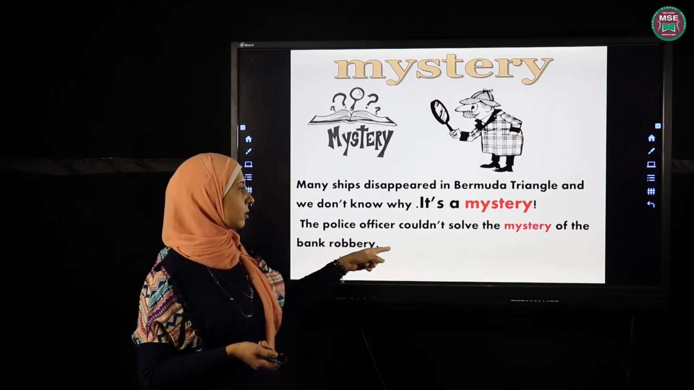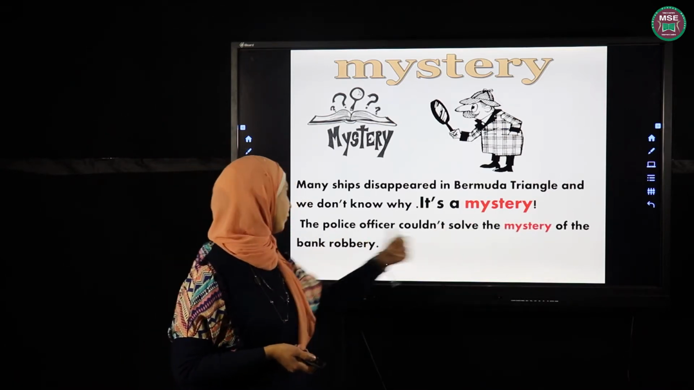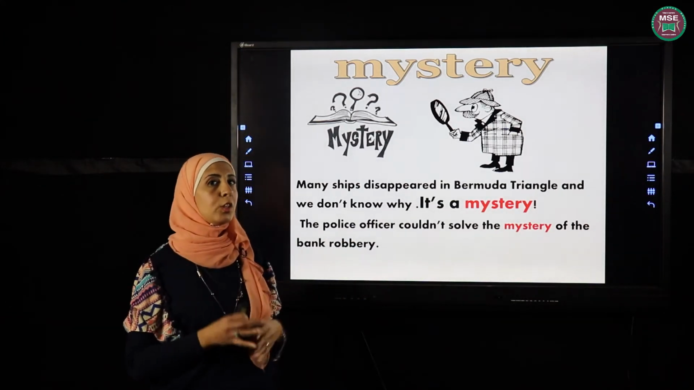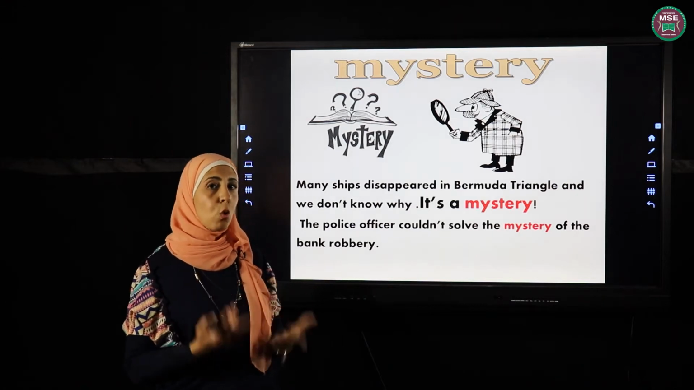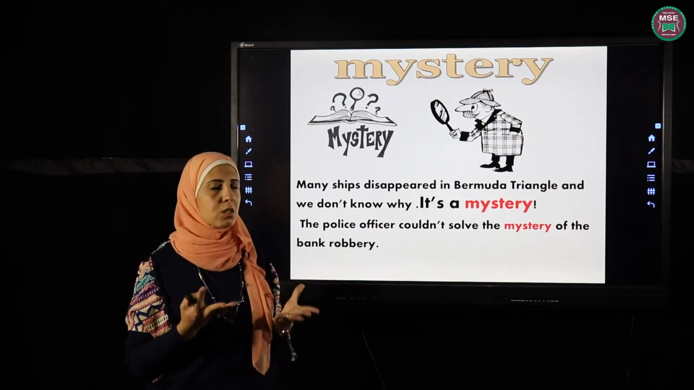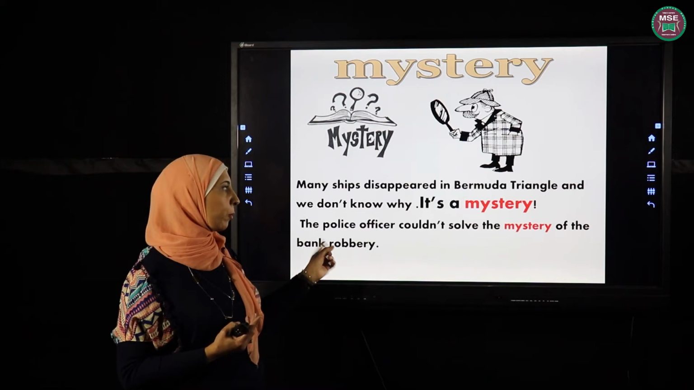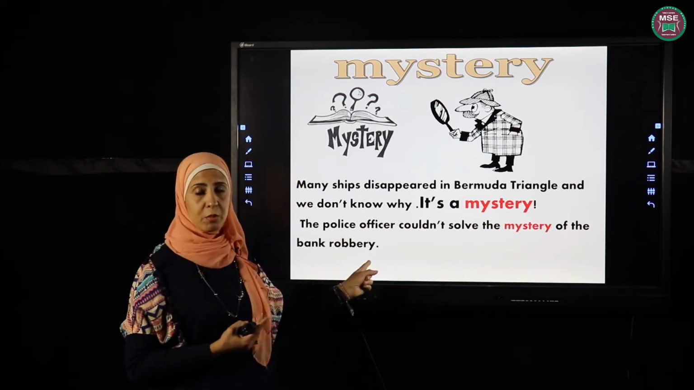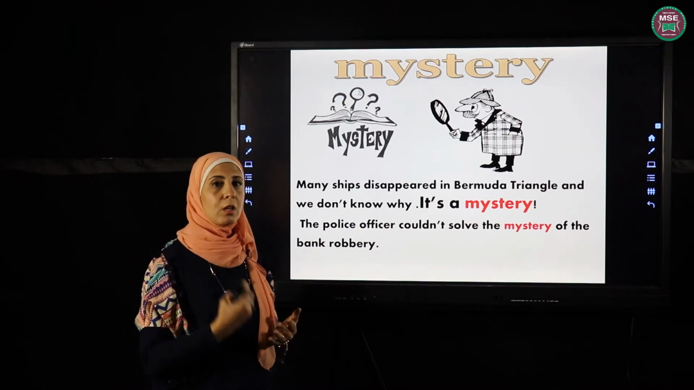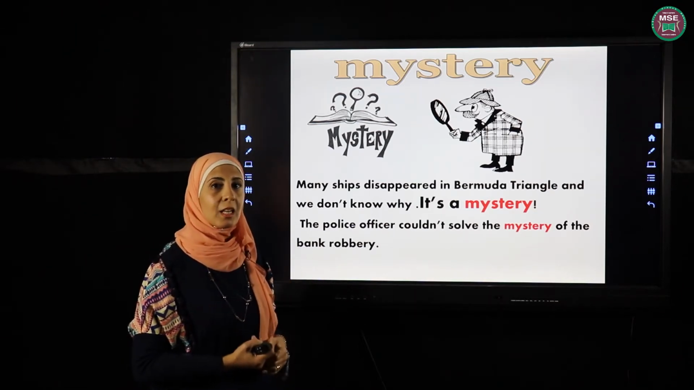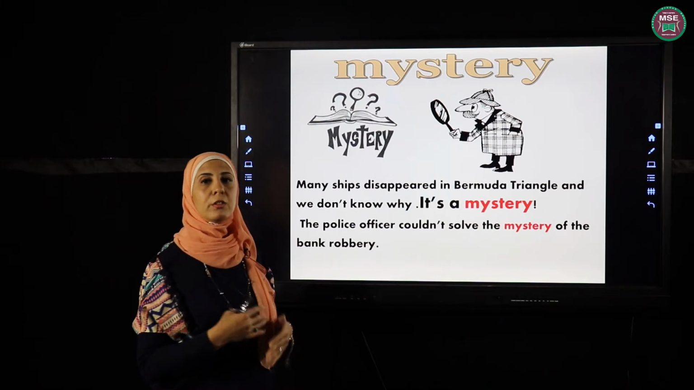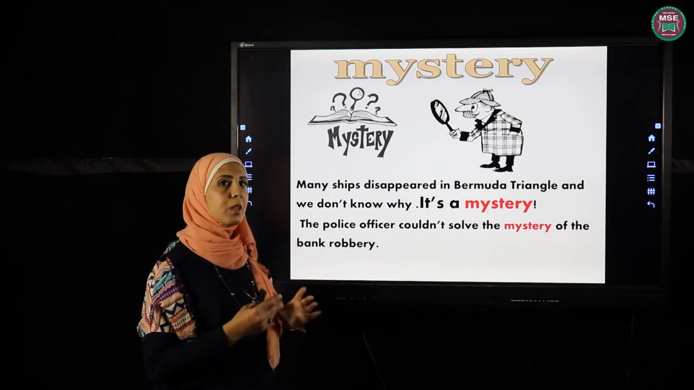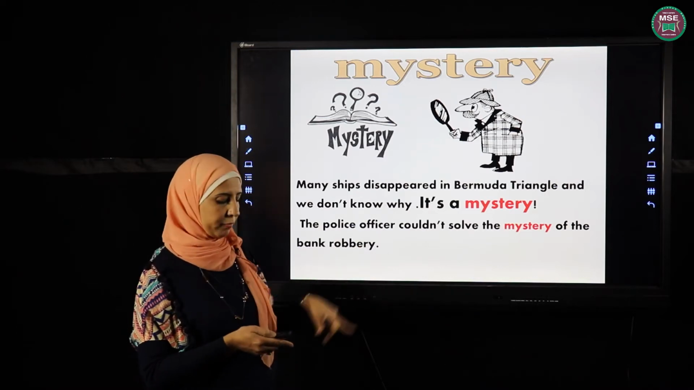The police officer couldn't solve the mystery of the bank robbery. As we said before, mystery means something you don't know. You can't solve it. It's unknown for you. Some robbers came to take the money from the bank and the police officer couldn't find them and couldn't know who these people, the robbers, were. It's a mystery for them.